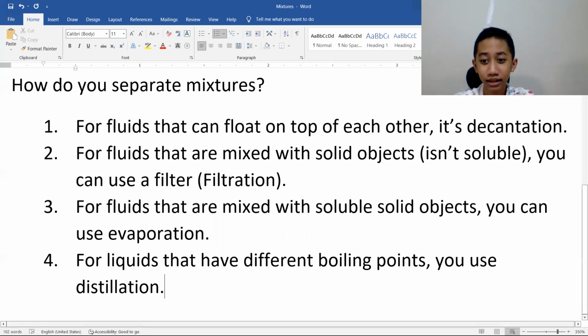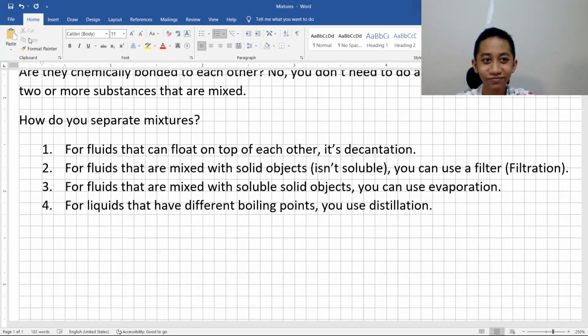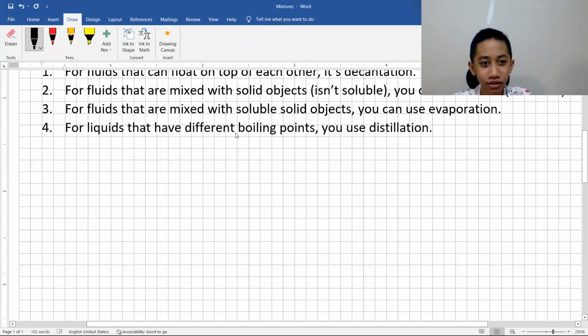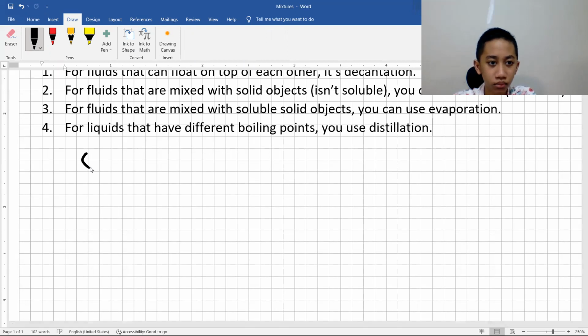How does that work? I need to switch to print mode so I can draw. Let's just put fire there. Just put fire. There, fire. Then that is the condenser.